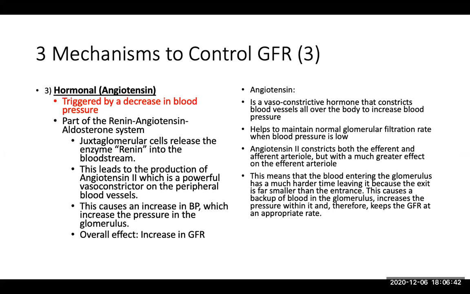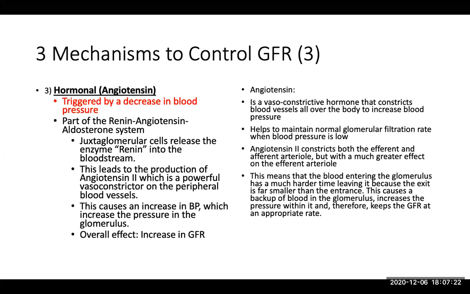And then hormonal control of glomerular filtration rate is due to angiotensin. This is triggered by a decrease in blood pressure, and it's part of the renin angiotensin aldosterone system. Juxtaglomerular cells will release renin, which leads to the production of angiotensin II, which will vasoconstrict blood vessels. This will cause an increase in blood pressure, which will increase the pressure in the glomerulus and increase the glomerular filtration rate. Angiotensin will also constrict blood vessels all over the body to increase blood pressure, and this helps to maintain normal glomerular filtration rate when blood pressure is low.